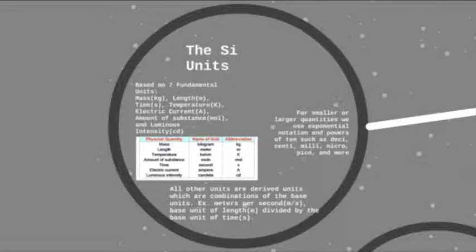One example is speed, which is meters per second, and is the base unit of length divided by the base unit of time. For smaller or larger quantities, we use exponential notation in powers of 10, such as deci, centi, milli, micro, pico, and many more.